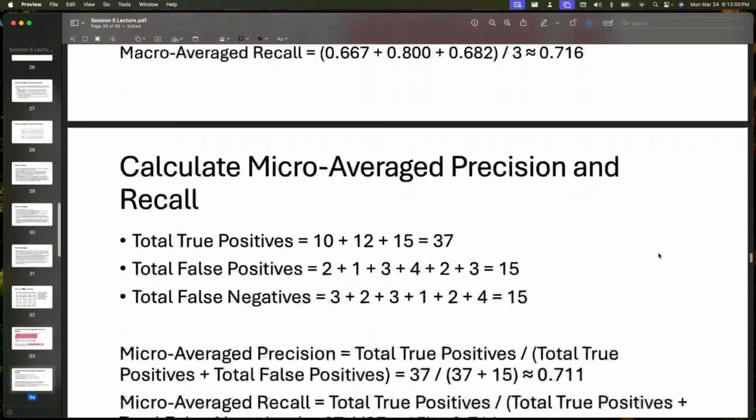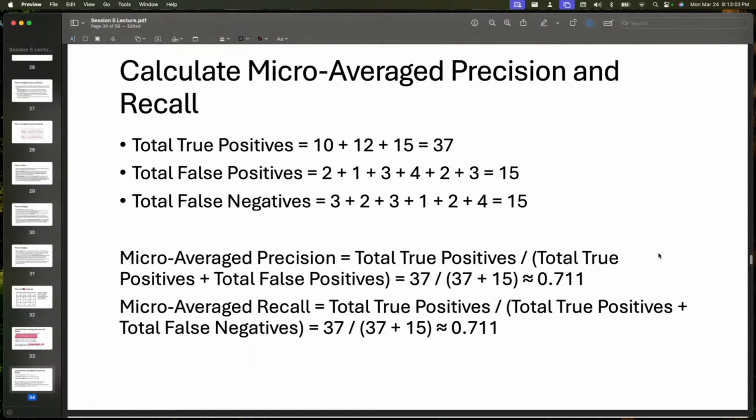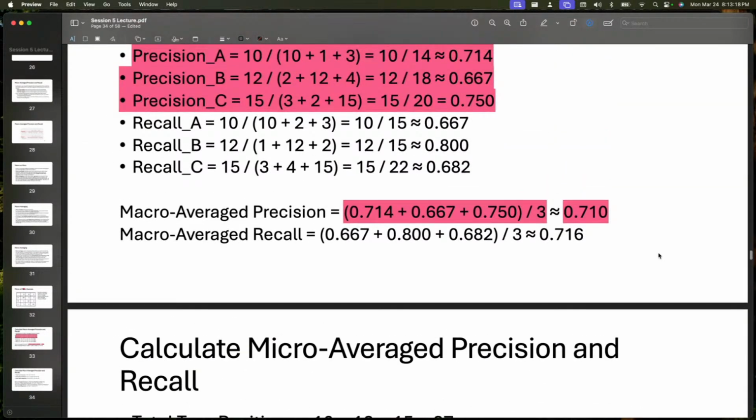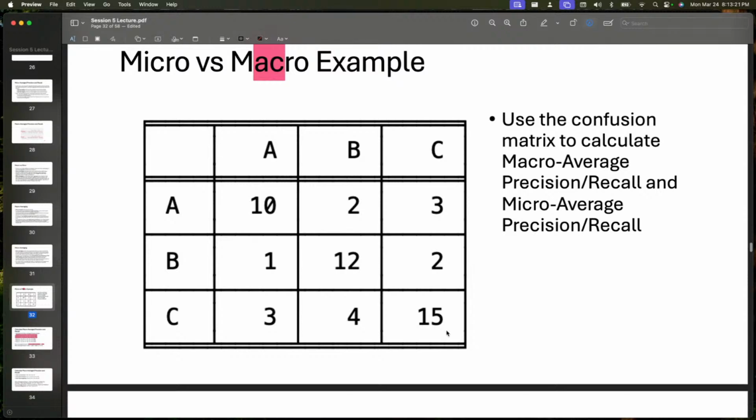Okay, what if we did a micro average? If we wanted to do a micro average, we're going to have to calculate the true positives, the false positives, and the false negatives across the entire data set. So where are all of our true positives? Well, that's the diagonal. When did we predict the value and it was actually the value?